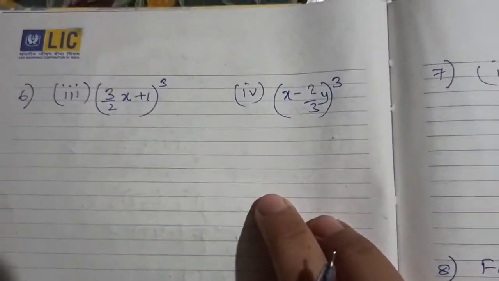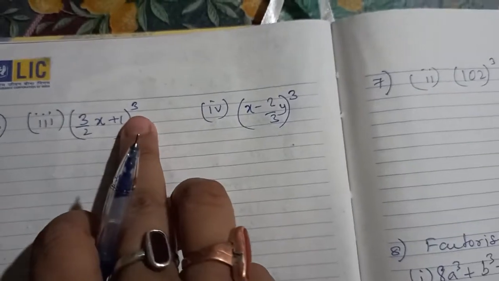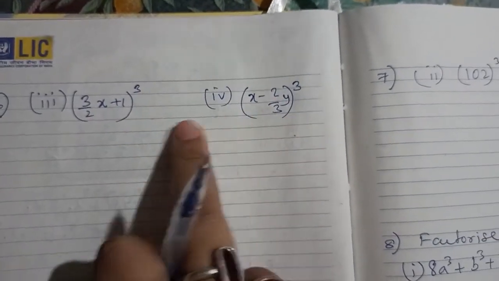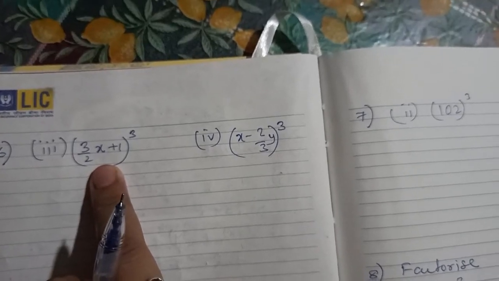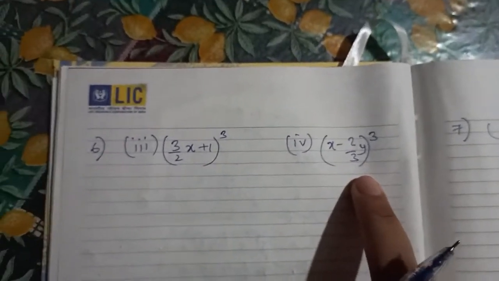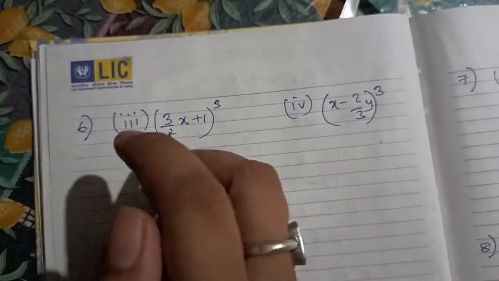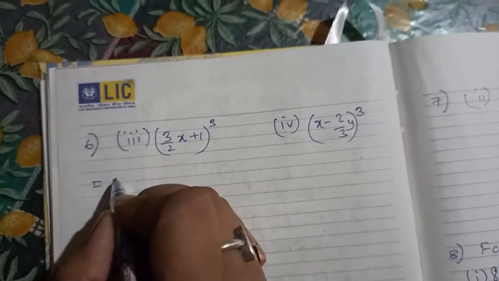Okay, next, question number 6 is to expand. As you can see, both the questions are in cubic form. That means here it is plus, so we have to go for identity number 6, and here we should follow identity number 7. So all of you know what (a plus b) whole cube is.